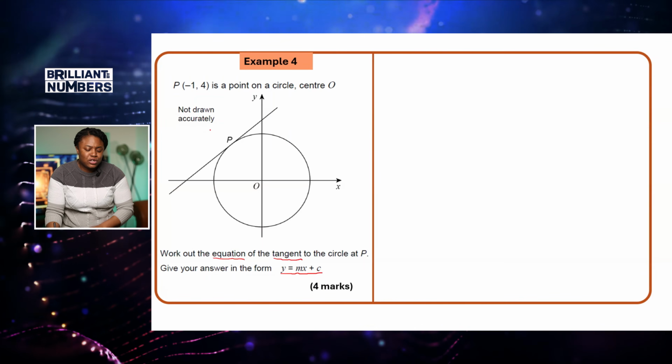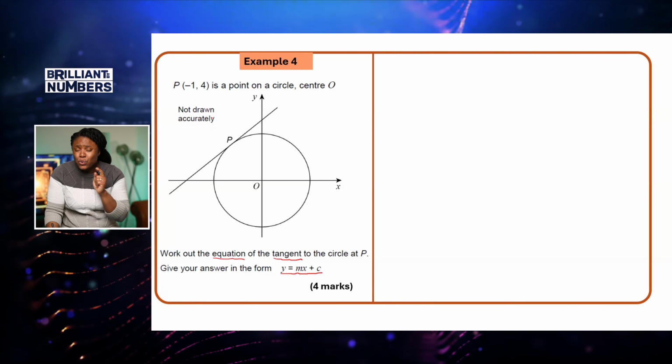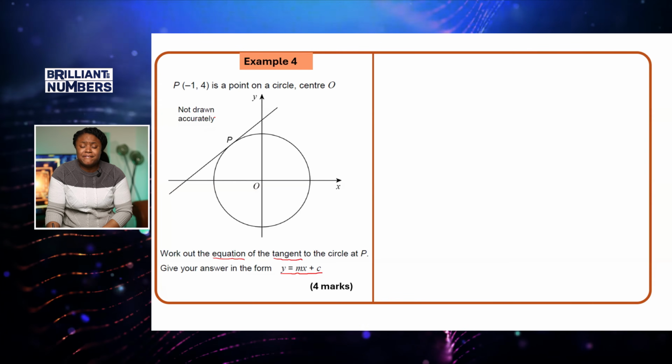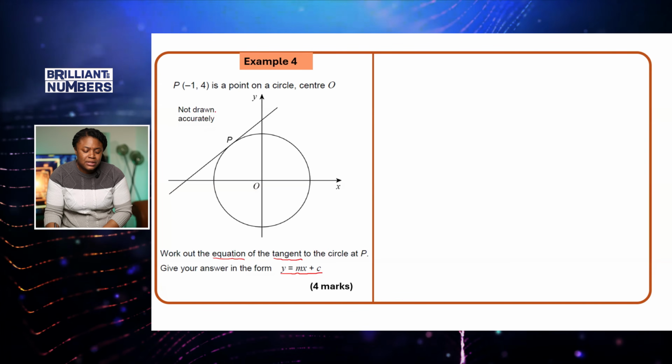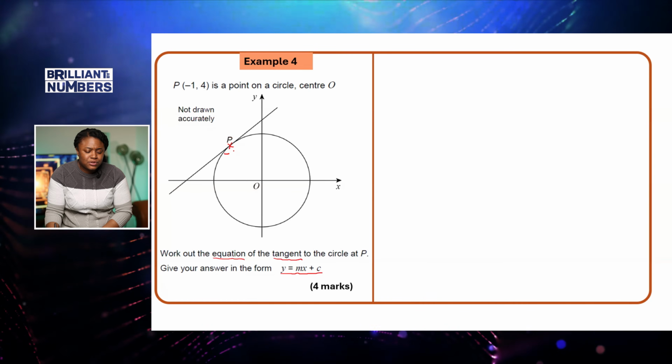Now, this question is very kind because it tells you the form that you should give your answer in, but this is something that you should know because not all questions will explicitly state this for you. So we go back to our question. We know we want the equation of the tangent, and we know we are given a point on the line. A very good practice here would be to put that point in on the line at P, so that's -1, 4.